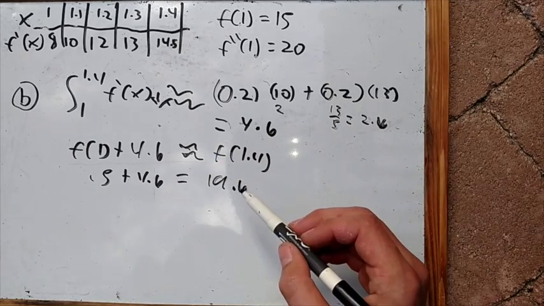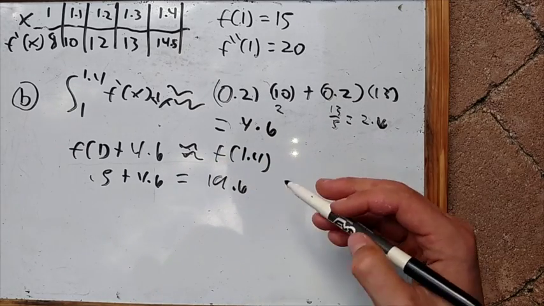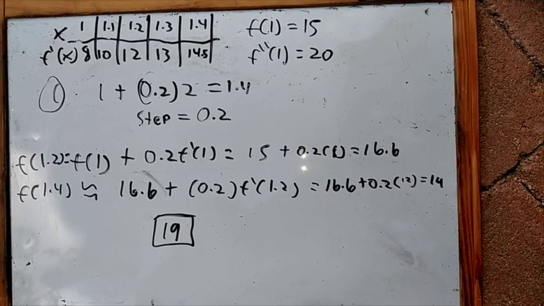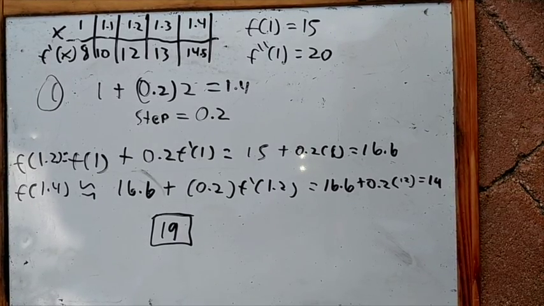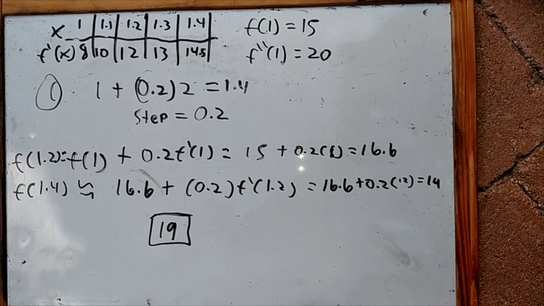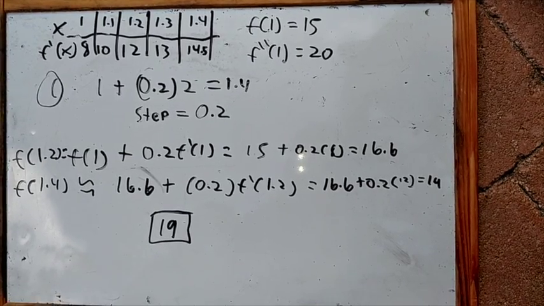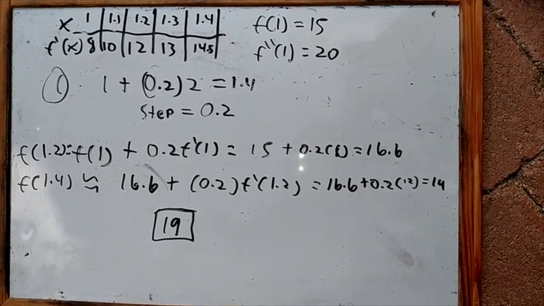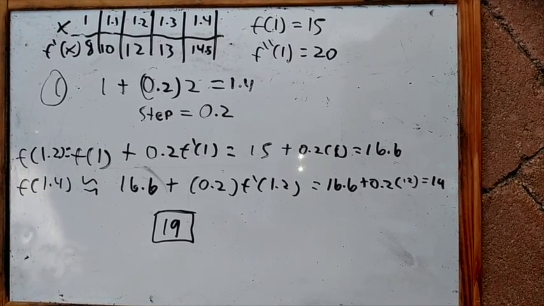Showing your work for this part gets you 1 point, and your answer gets you 1 point, for a total of 3 points. Alright, part C asks you to use Euler's method, starting at x equals 1, with 2 steps of equal size to approximate f of 1.4. And they want you to show your work. As always, always show your work for the FRQs.